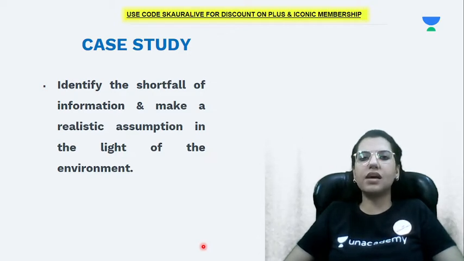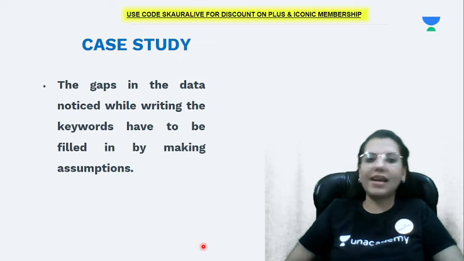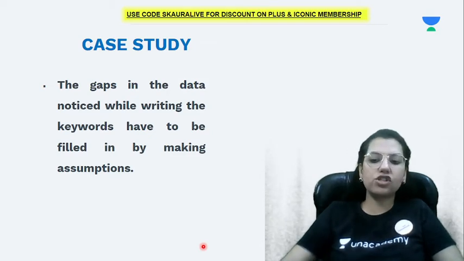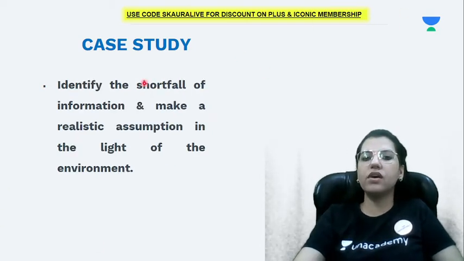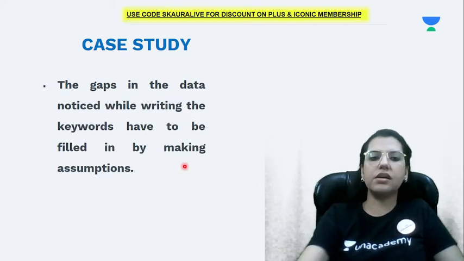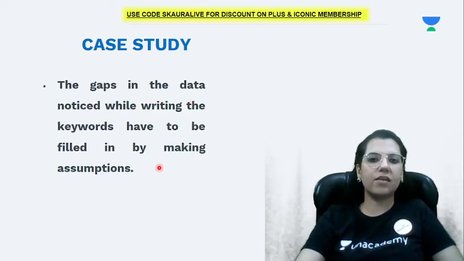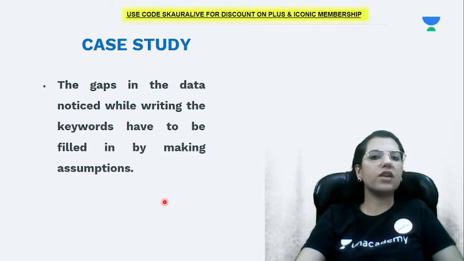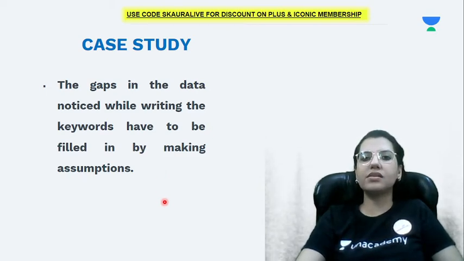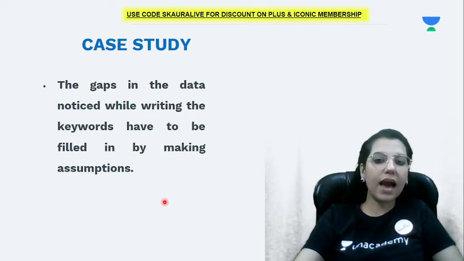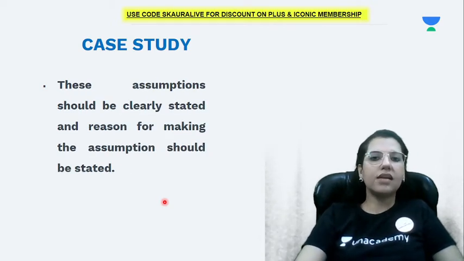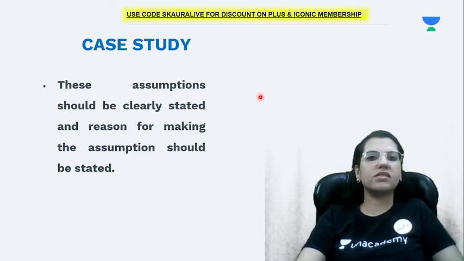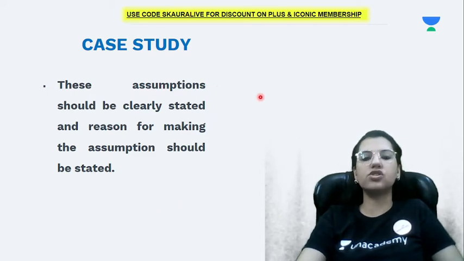Do some realistic assumptions, but always relevant to the case. It should not be unreasonable. Next, you have identified shortfalls of information. Similarly, find out the gaps in the data when you are filling it in by making assumptions. Now make some assumptions. Your assumptions should be well defined within the boundaries. They should be pertinent and relevant to the case.